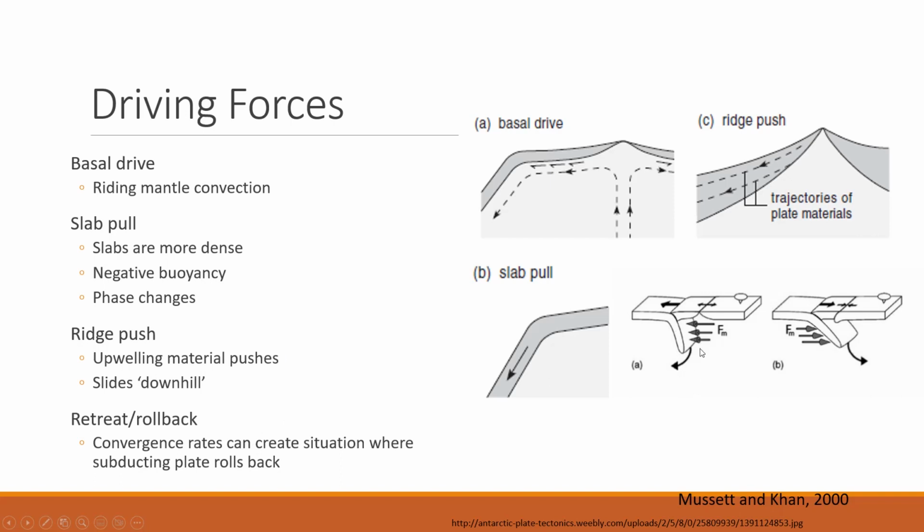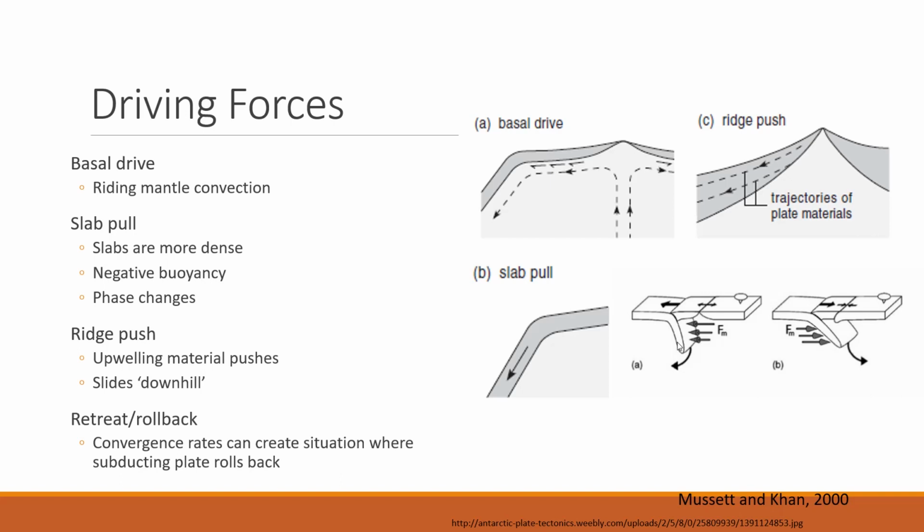So this is the idea of if you have two plates coming together, they're not always coming together at the same velocity, so you can have basically a gap. You can have an uncompensated velocity, and so when that happens, one of them will either pull back or the other one will roll into the empty space. You can't have a void. So convergence rates can create a situation where the subducting plate will actually roll back, and so you can have that pulling more of the plate.